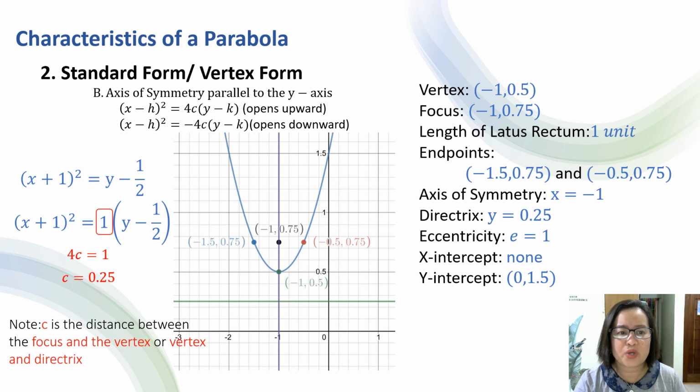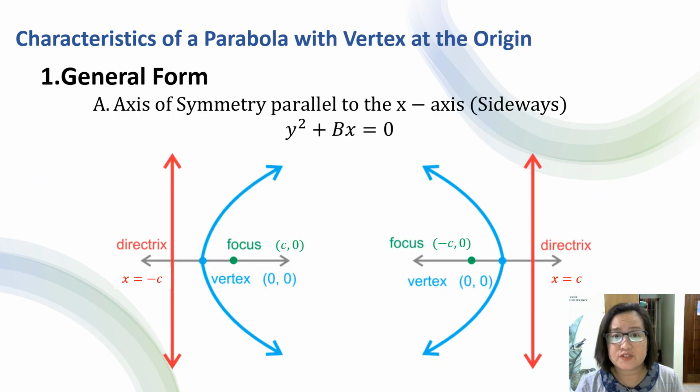Notice that when the equation is in the standard form or the vertex form, it is easy to determine the pertinent details about the parabola. In the previous examples, we have a parabola with vertex at (h, k). This time, let us study the parabola with vertex at the origin. Always remember that the coordinates of the origin is (0, 0).